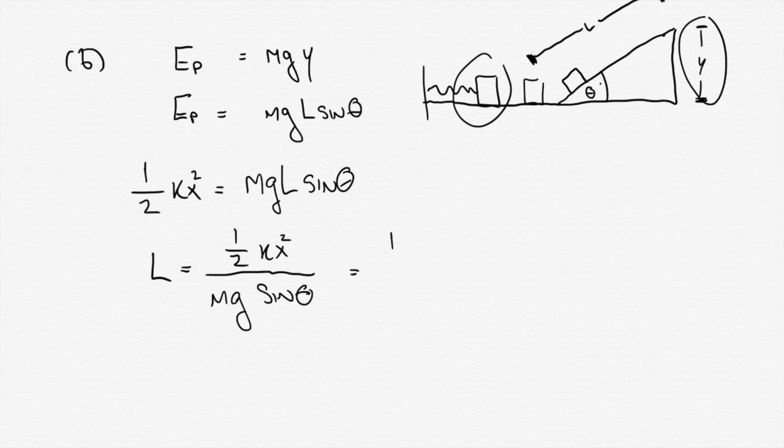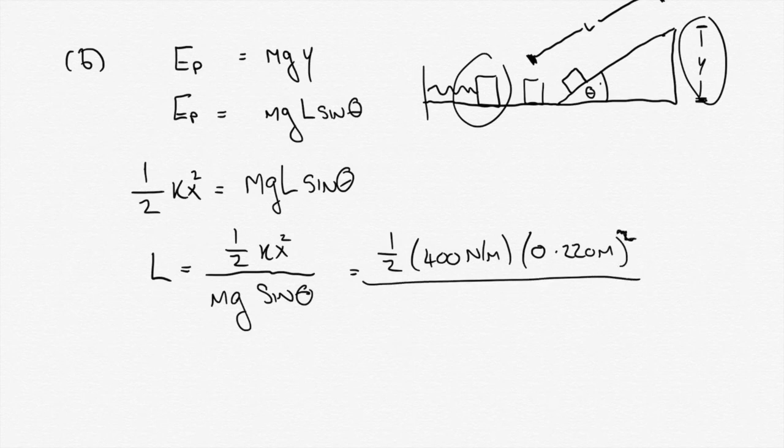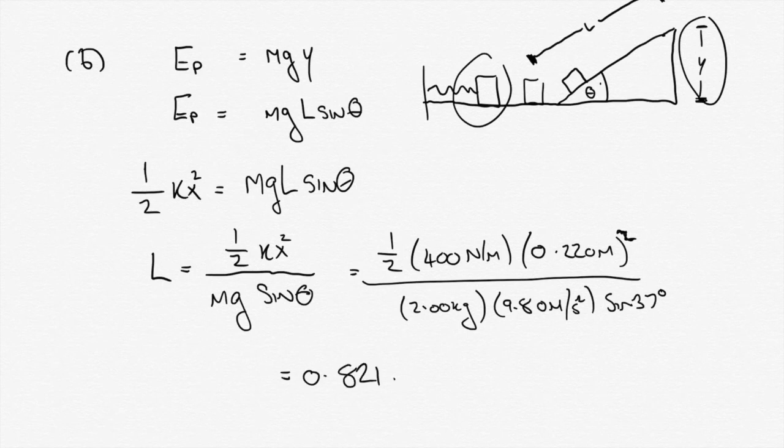So now this is just a plugging in the numbers problem. We've got a half times the spring constant, which is 400 newtons per meter, times x squared. Our x was the compression of the spring, remember that? So that's minus 0.220 meters, squared. And we're going to divide by m, which was the mass of the block, 2 kilograms, g is 9.8 meters per second squared, and sine theta is going to be sine 37 degrees. And when we calculate all that out, we get 0.821 meters.